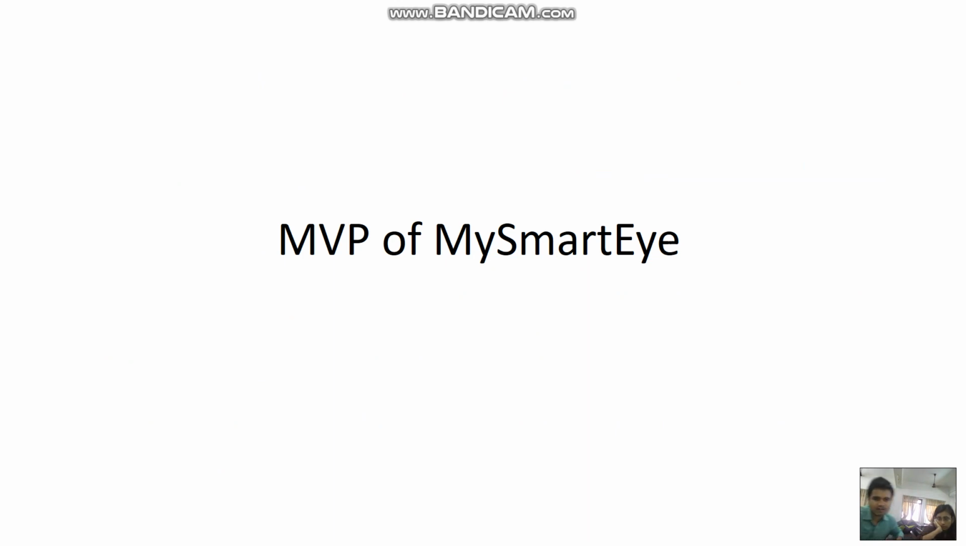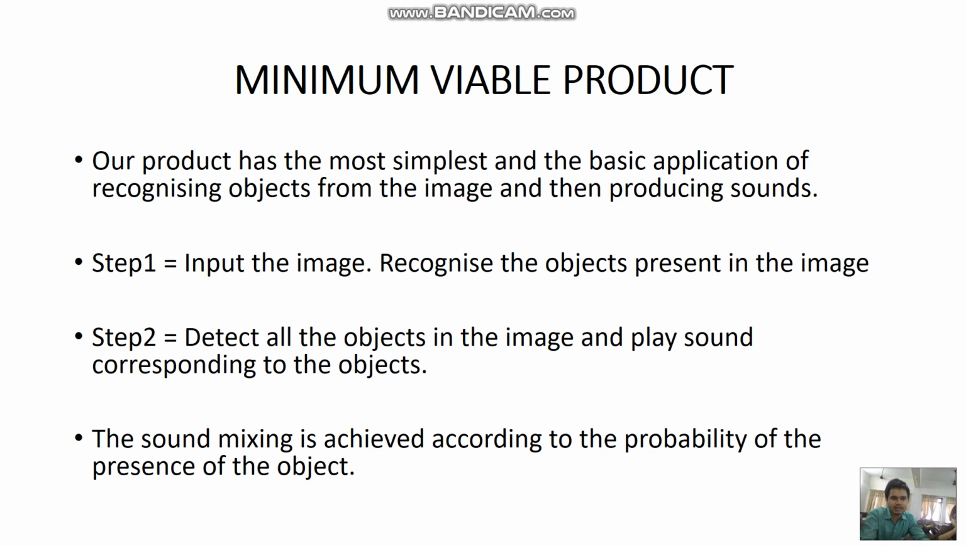So what is basically an MVP? MVP is the minimum viable product, and the name of our MVP will be My Smart Eye. So what we'll do in that, first we will take the image as an input, and using a machine learning algorithm we will recognize what is present in the image, detect all the objects in the image, and play sound according to them.